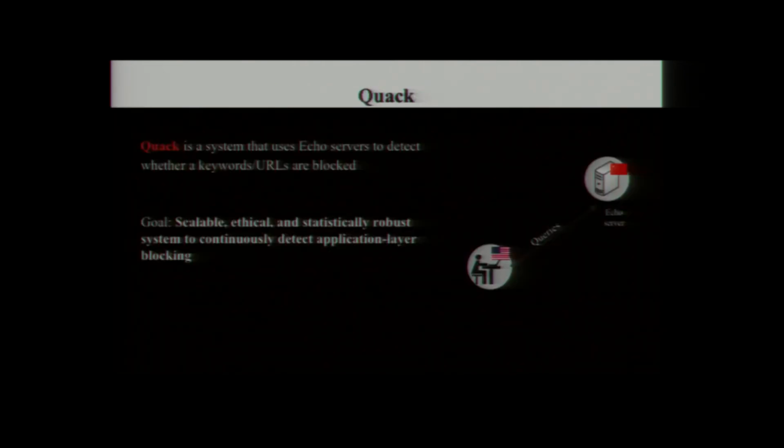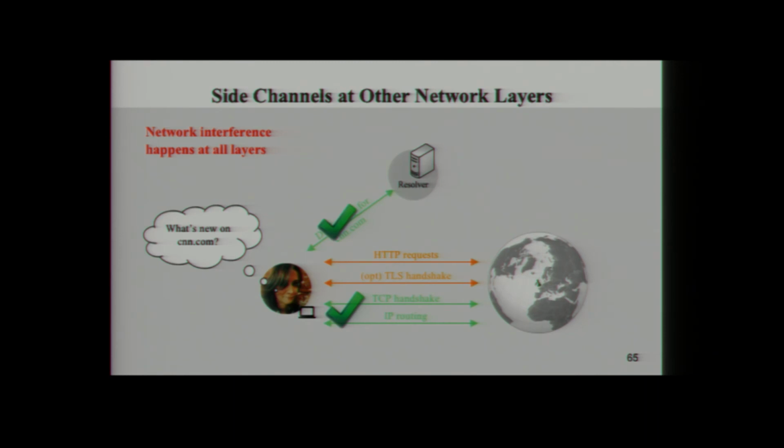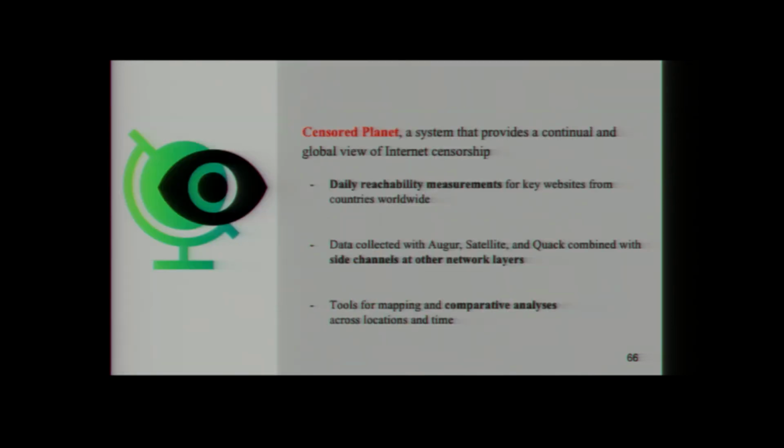The ECHO protocol is just a sample of the protocols we are using. There is much more to add to this, QUACK, a system that we're building to continuously and globally track keyword and URL blocking. So there is still lots to do. There are still more side channels to discover. We're interested to know about IPv6 side channels that we can use. We want to know about mobile networks and so on.